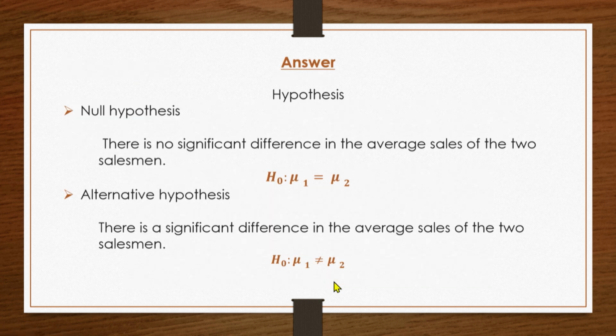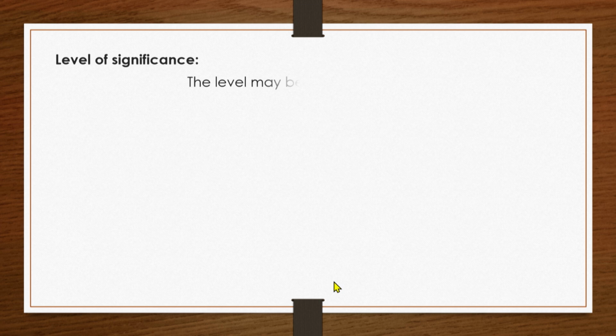The null hypothesis is framed like this: there is no significant difference in the average sales of the two salesmen, H0: mu1 equal to mu2. Similarly, the alternative hypothesis is that there is a significant difference in the average sales of the two salesmen, mu1 not equal to mu2. Here the level of significance is fixed at 5%, that is 0.05.